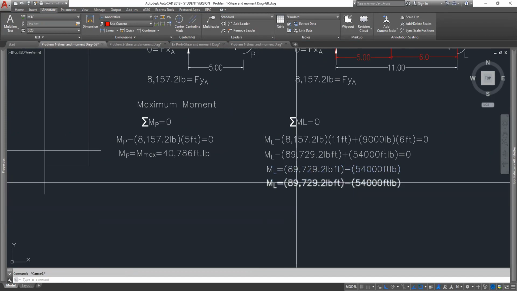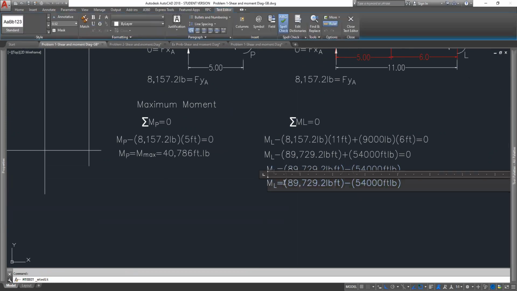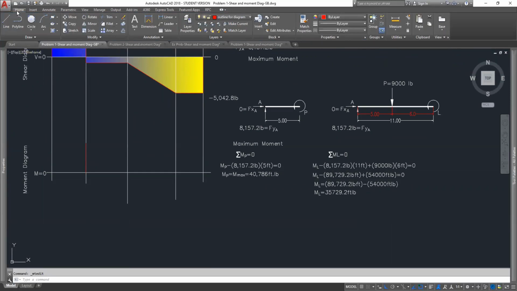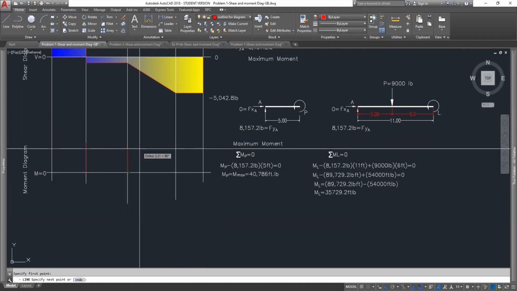When we're rounding off, the numbers are going to vary a little bit, but the whole value of that was 35,729.2. And those are considered foot-pounds. So we know our value at this point, so I can draw a line. Now I'm rounding off.